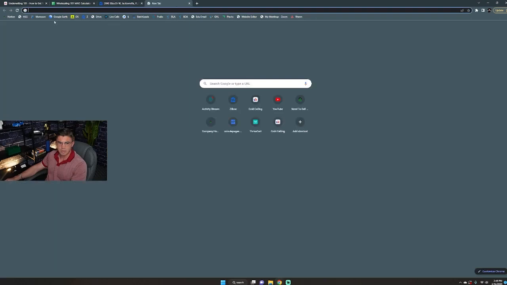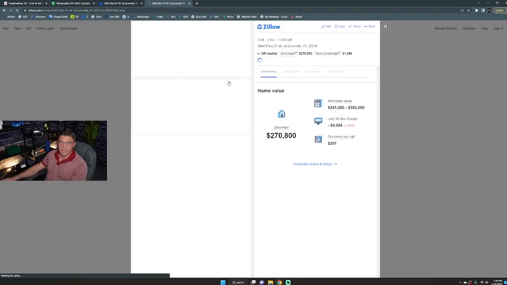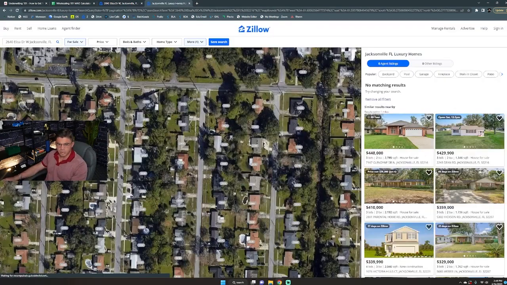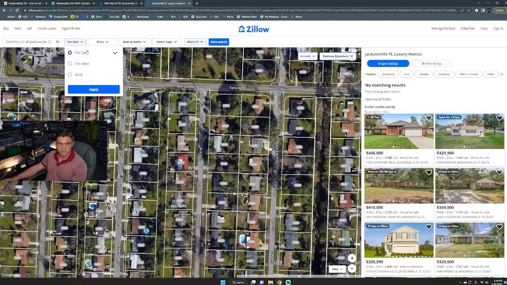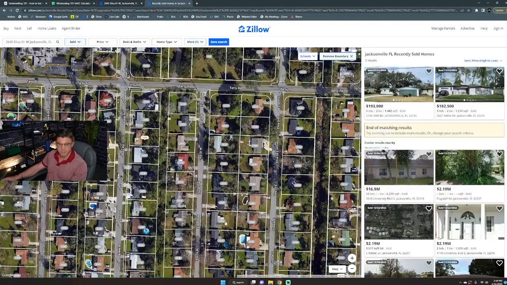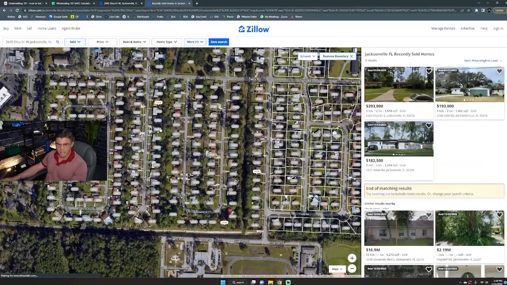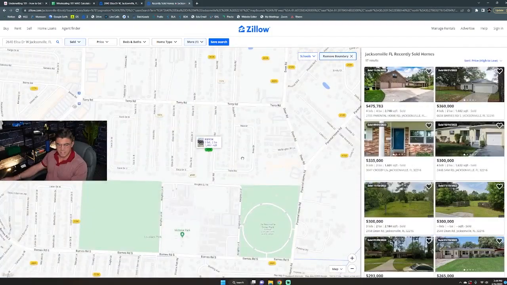We'll save this tab over here. We'll open up a new Zillow tab. And let's look at what is sold around this property. So we're going to go to sold, apply. We already got the 6 months. Yep. All right. Let's see what we got. All right. Nothing in our immediate little neighborhood. All right.